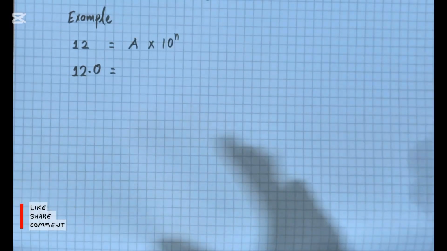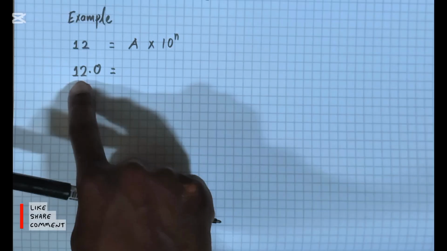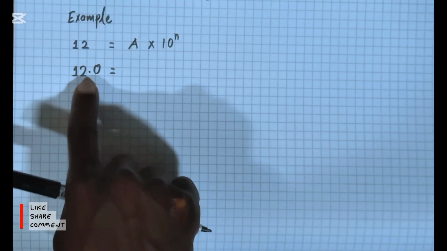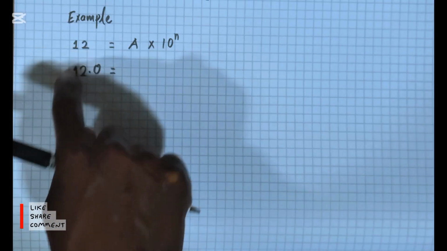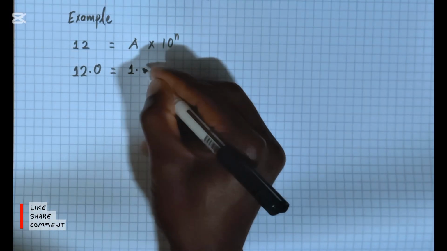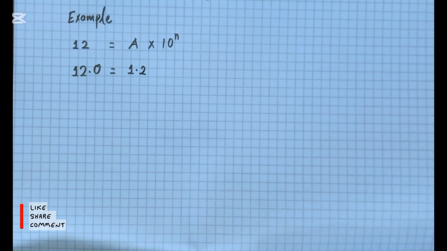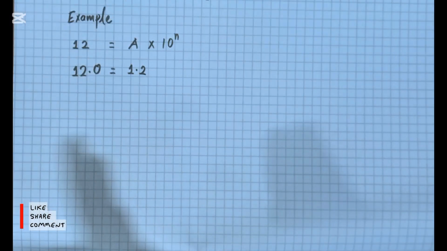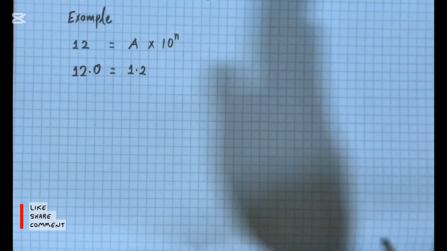For us to make sure that 12 is between 1 and 9, what we basically do is move this decimal point to the left so that we have 1.2. Now you note that 1.2 is in between 1 and 9.